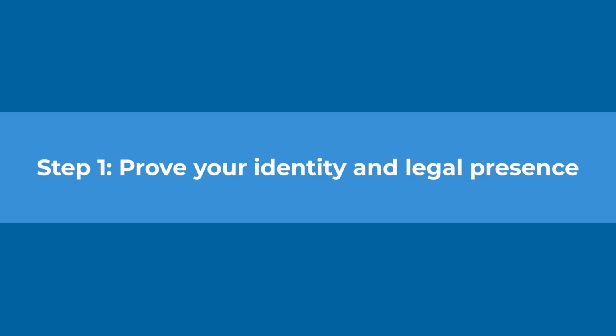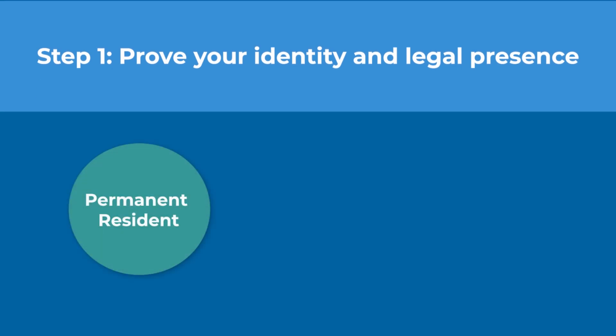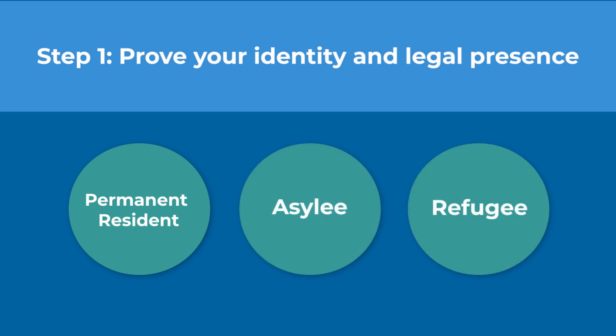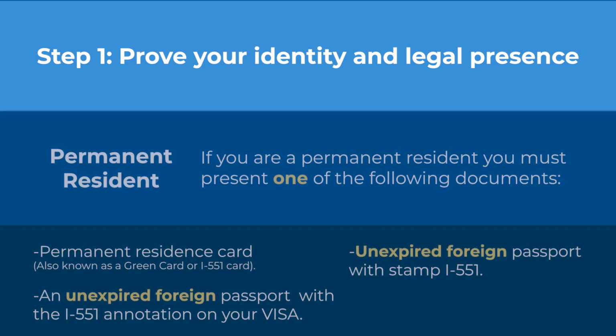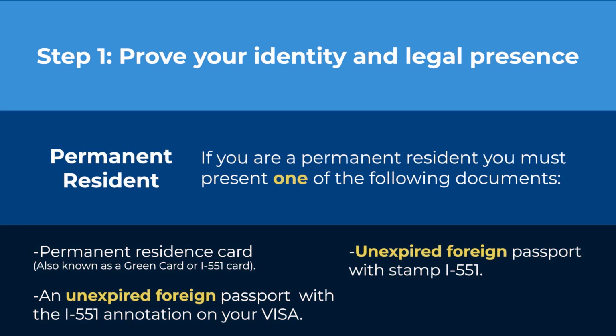Step 1. Prove your identity and legal presence. There are various categories inside the classification of immigrants. In this section, we will present each one so you know what documents to bring. Note, as a reminder, all your documents must have the alien number, and we only accept original documents. Permanent resident. If you are a permanent resident, you must present one of the following documents: a permanent residence card, also known as a green card or an I-551 card, an unexpired foreign passport with stamp I-551, or an unexpired foreign passport with the I-551 annotation on your visa.